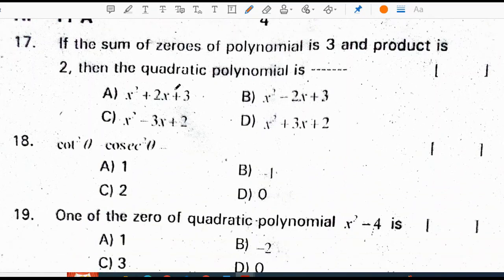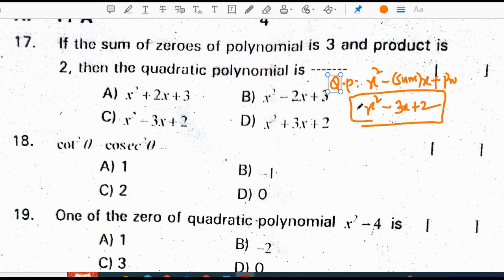If the sum of zeros of a polynomial is 3 and the product is 2, then the quadratic polynomial is? We know the quadratic polynomial formula: x square minus sum of zeros into x plus product of zeros. So x square minus 3x plus 2, since the sum is given as 3 and the product is given as 2. This is the correct option, which is C.